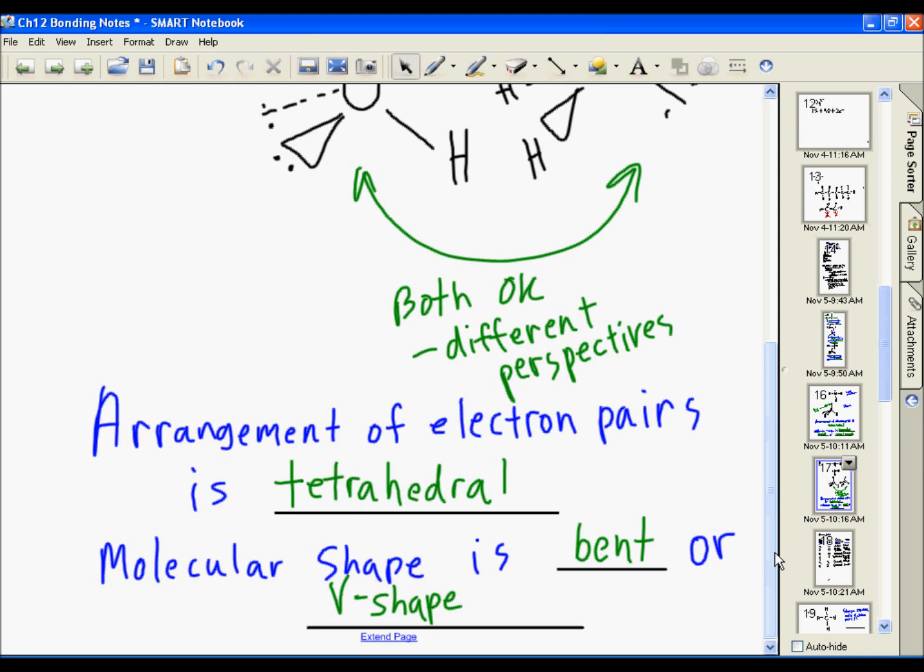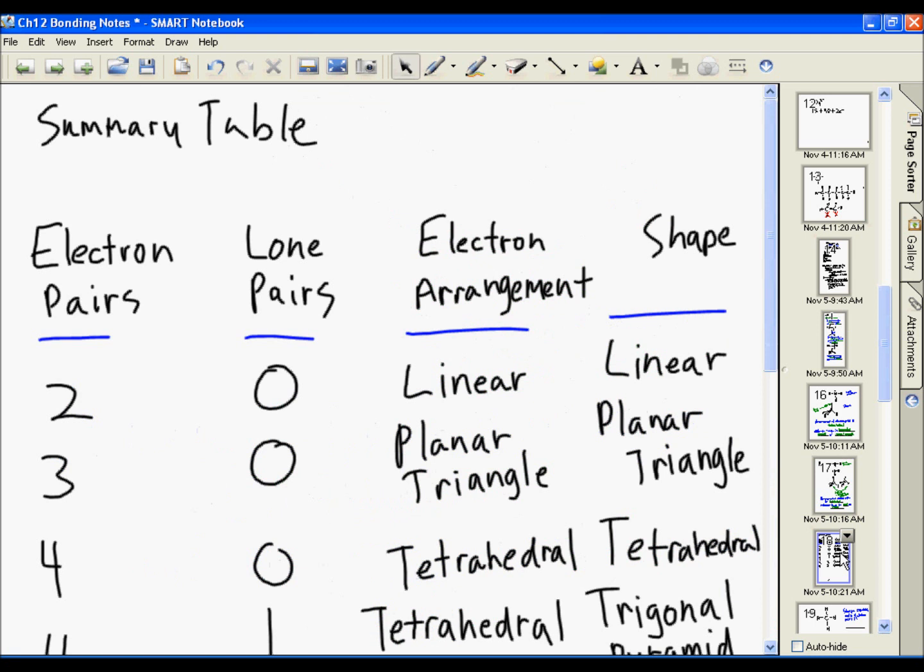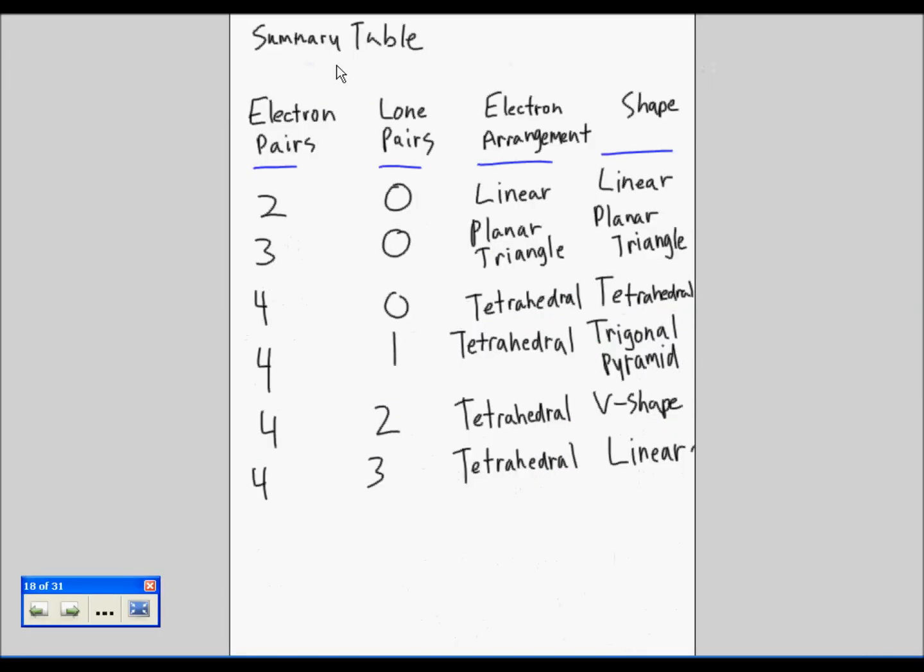So now let's put all this information that we've talked about into a summary table. And we'll blow it up full screen. So here's the summary table. What we're showing in the first column is the total number of pairs. In the first three shapes, we don't have any lone pairs. And when we don't have any lone pairs, the electron arrangement and the molecular shape are the same. When we do have lone pairs, the electron arrangement and the shape will be different.